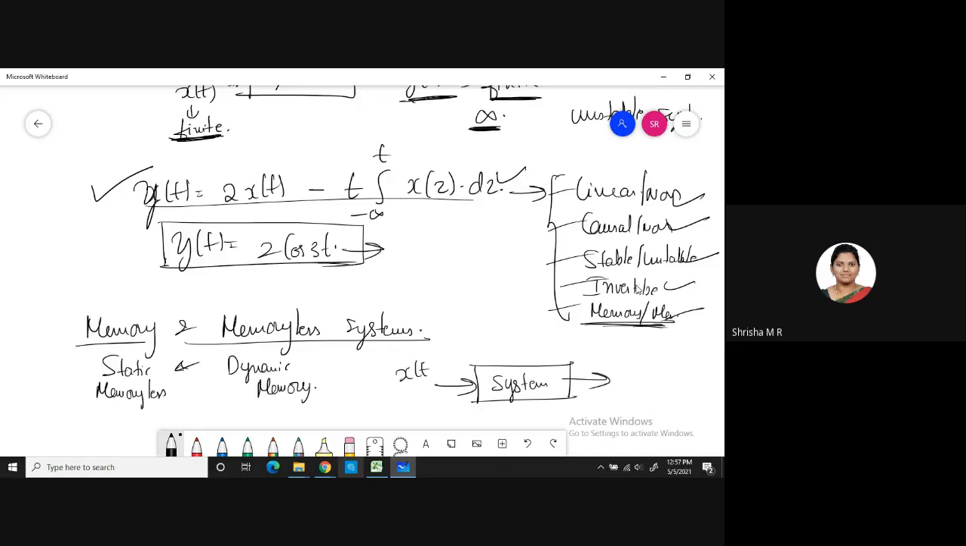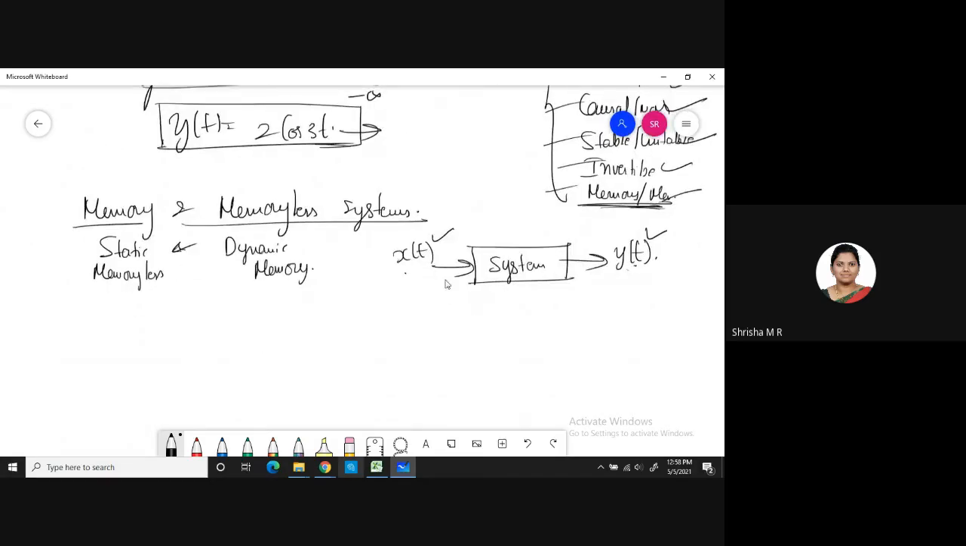I have my input x of t, and I have output y of t, and I have a relationship between input and output. Using this relationship between input and output, I have to categorize what type of system it is. By looking at the relationship between input and output, we have to find out the nature of the system. That is the motto of this unit.